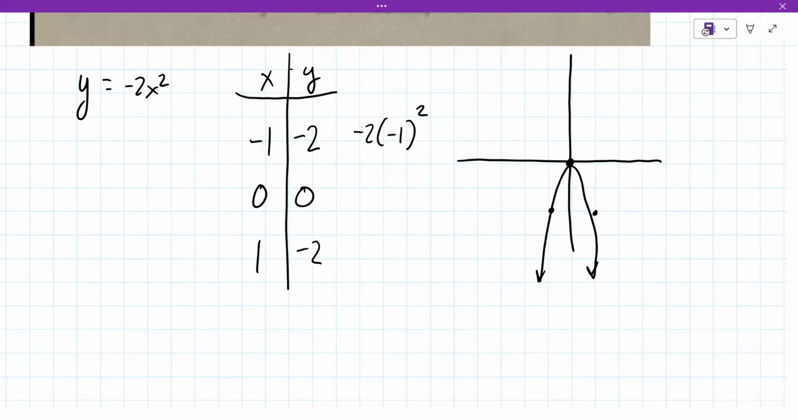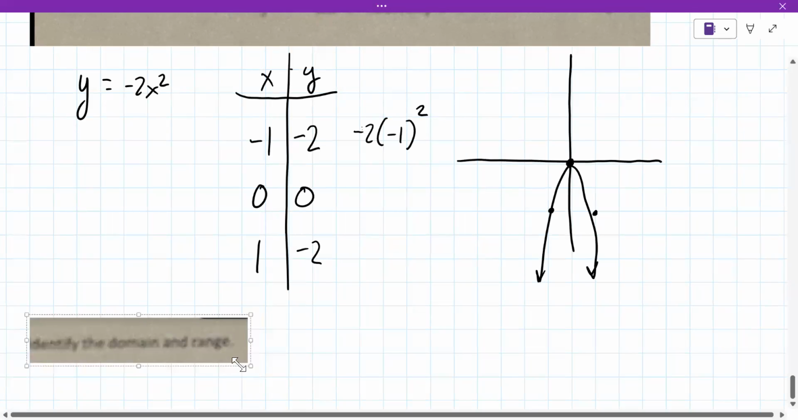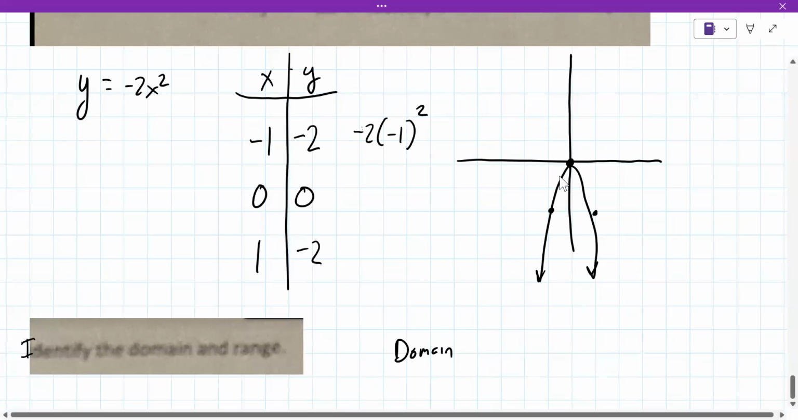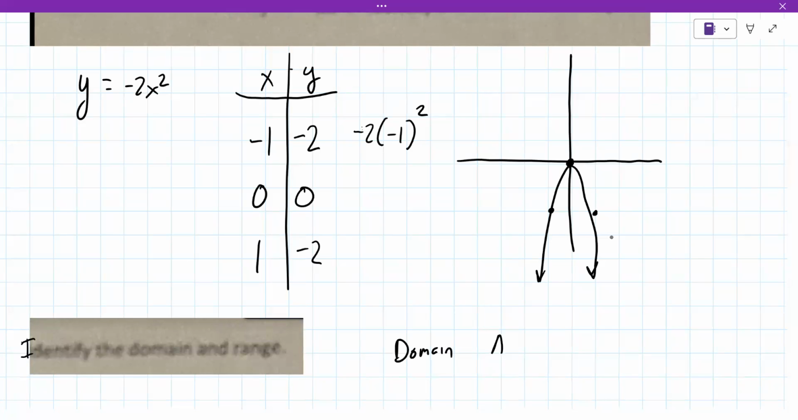The next part is more important though. The next part asks you to identify the domain and range. Do you remember anything about how to do domain? Domain's the X value, right? That's right. Now, for a line, for a quadratic, it's everything. No exceptions. So that might be something to write down: for a line, for a quadratic, the domain is always all real numbers.